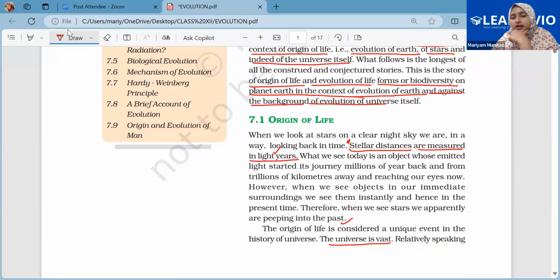When we look at the stars on a clear night sky, we are in a way looking back in time. Stellar distances are measured in light years. What we see today is an object whose emitted light started its journey millions of years back and from trillions of kilometers away and is reaching our eyes now. However, when we see objects in our immediate surrounding, we see them instantly and hence in the present time. Therefore, when we see stars, we apparently are stepping into the past.